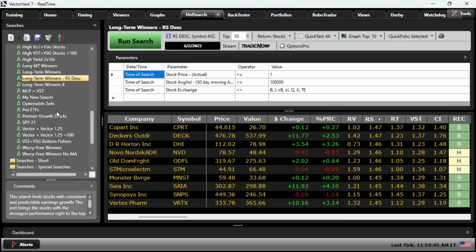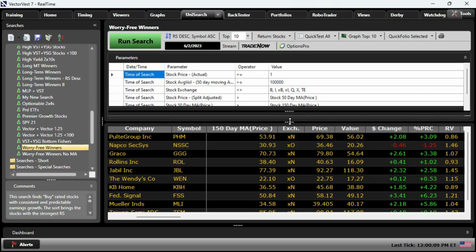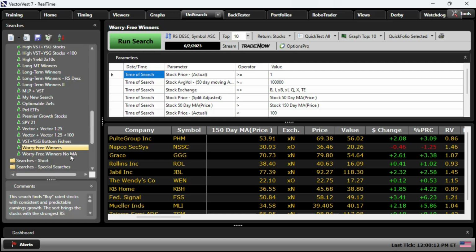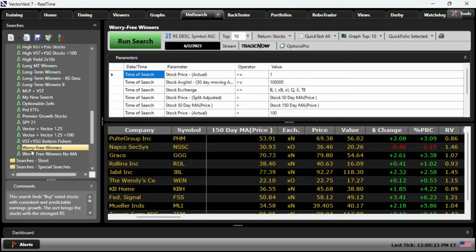Long-term winners RS descending. There's another great one here called WorryFree Winners in our program. Created this a long time ago. It's just high RS stocks that actually also pay a dividend. You'll see 2 of them, WorryFree Winners and then WorryFree Winners with no moving average. If you don't have ProTrader, you won't see this particular one because it does involve a moving average, but it's pretty similar using no moving average. I'll run those searches and I'll quick test the top 10 stocks from there. Again, 8 winners, 2 losers, no risk management techniques, and we're still outperforming the S&P 500. So there's your second one to jot down, WorryFree Winners, great search.